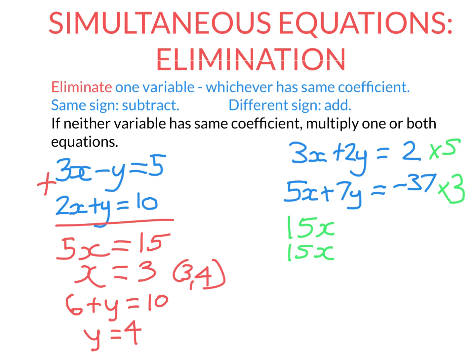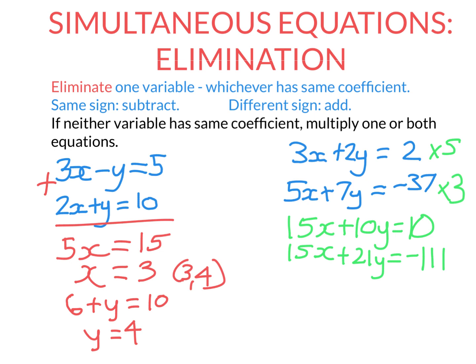Then I can eliminate. Now just be careful. When you're multiplying an equation like this by 5, you need to multiply every term by 5. Terms are separated by plus or minus signs and also the equal sign. So I multiply 3x by 5, but I also need to multiply the 2y by 5, and I need to multiply the 2 by 5. Similarly, when I'm multiplying each term here by 3, I get 15x plus 21y. Now, negative 37 times 3 is negative 111.